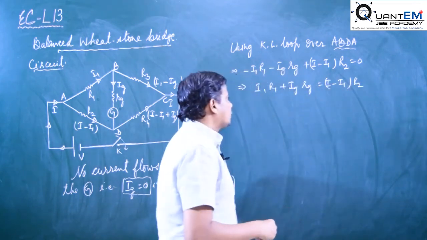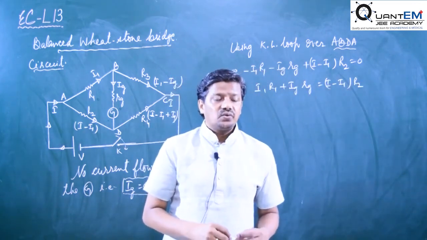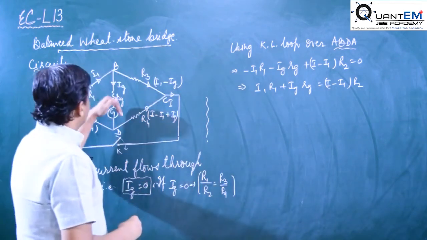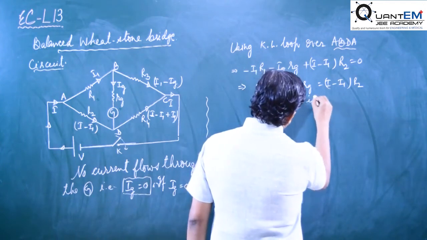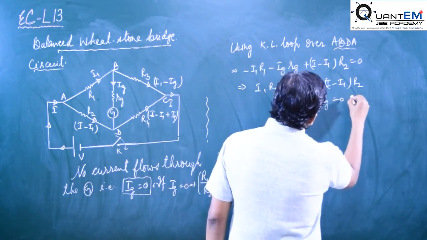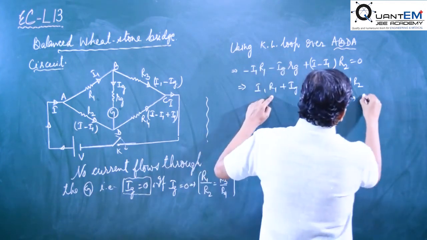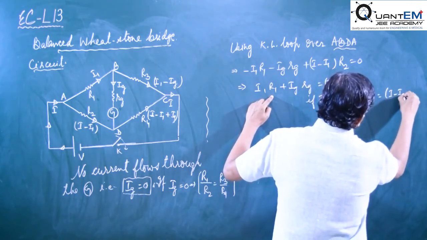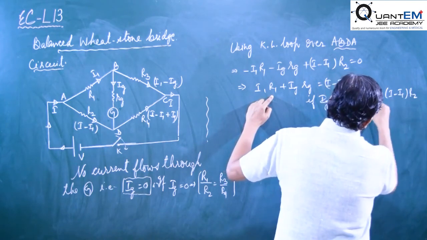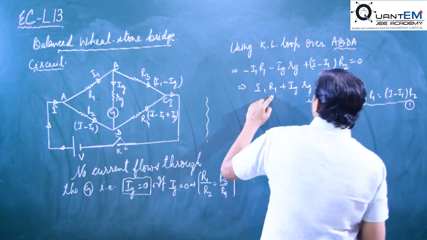While in case of balanced Wheatstone bridge, there is no current through the galvanometer. That means Ig is 0. So if Ig is 0, it implies that I1 R1 is equal to I minus I1 into R2. This one is equation 1.